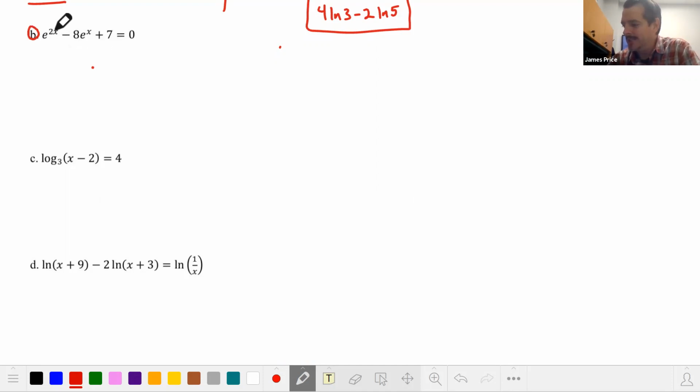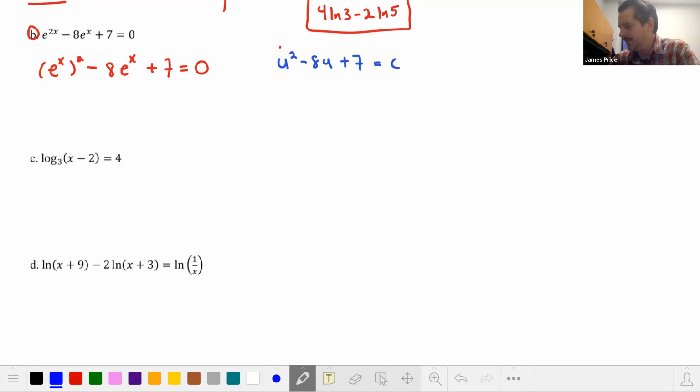So notice this e to the 2x. If you rewrite it, you can think of this as e to the x being squared. So you have basically something squared minus 8 times the something, plus 7 equal to 0. And so what we can do is rewrite this in another form. Instead of e to the x, let's write u. So this is u squared minus 8u plus 7 equal to 0.